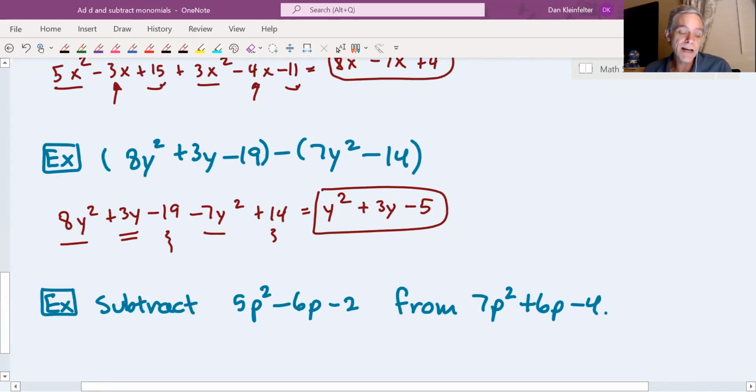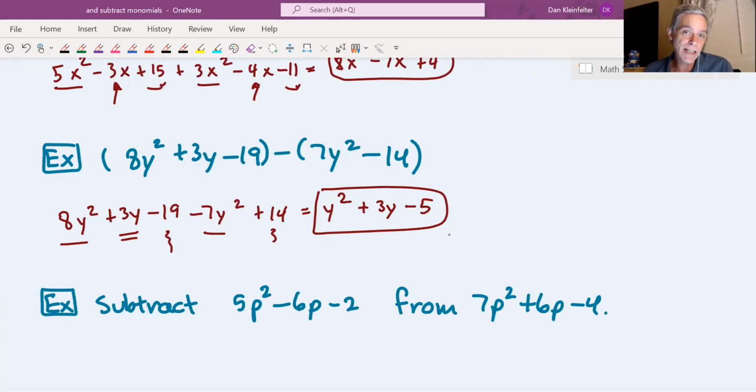You'll notice when I'm combining terms, I start with the highest degree terms and work my way down to the lowest. That way my answer is guaranteed to come out in what's called standard form, where the highest power is listed first and they count down from there.